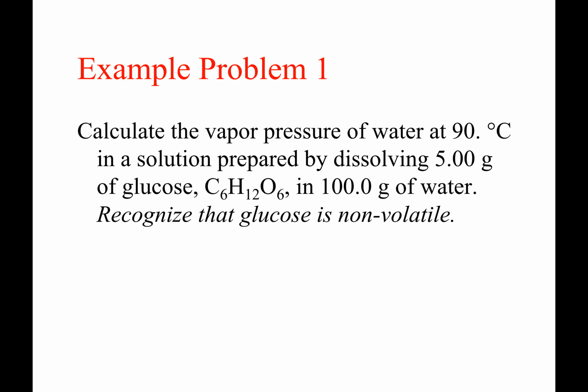I guess we're going to need to know those amounts so we can get a mole fraction of the water, right? That's exactly what we're going to do. The temperature is 90 degrees Celsius. So all we've got to do is: the equilibrium vapor pressure of H2O will be equal to the mole fraction of H2O times the equilibrium vapor pressure of H2O at 90 degrees Celsius. Let's not make it more complicated than it is.